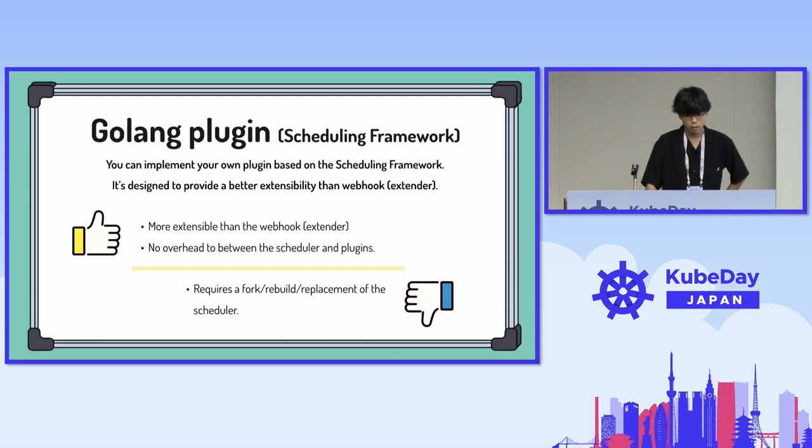As in the previous slide, the framework provides a lot of extension points and also functions from the framework to plugins. As a result, the scheduling framework is flexible enough to cover use cases in the world, which actually allows the scheduler to be extended very frequently. But it has a downside.